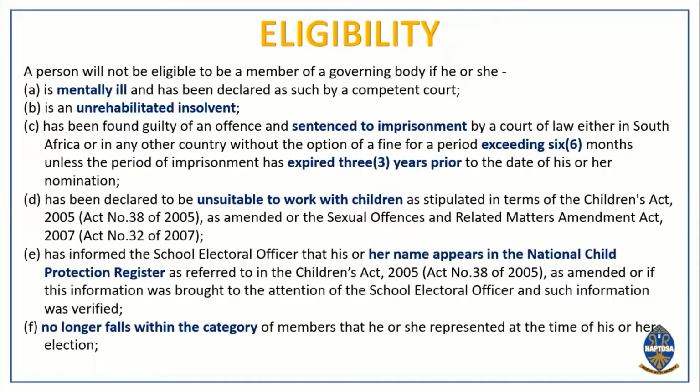If you no longer fall within the category that you were elected to, so if you are a parent member and your child is no longer at the school, if you are elected as an educator and before your 3-year term of office is up you resign as an educator, you're no longer eligible to serve on the governing body.